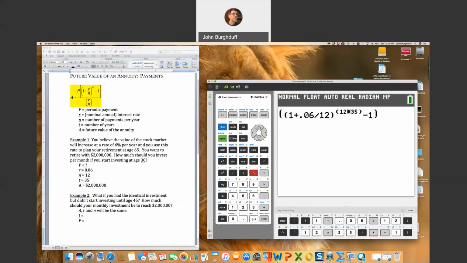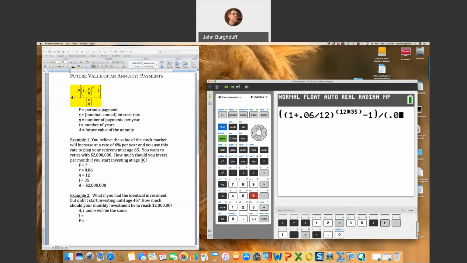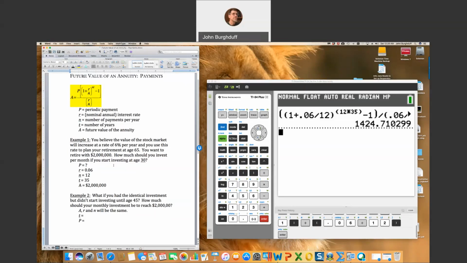close the parentheses to close out everything you see besides the P in the numerator. All of this is divided by the quantity r, 0.06, divided by n, and n again is 12. And we'll go ahead and hit enter, and this is what we're going to get. Now, I'm not going to write that number down, but just to see where we stand at the moment, the calculation we are trying to do is hunting for the value of P. And this is where we are right now. We know that our A is 2 million.